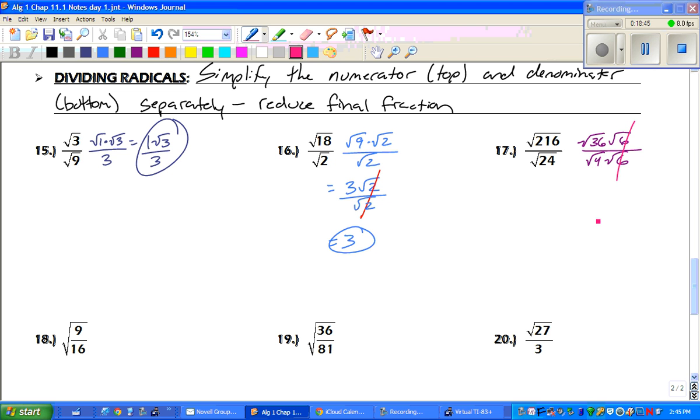Okay. Now, your square roots of 6 cancel. And then you're left with 6 over 2, which reduces to 3. Always reduce.